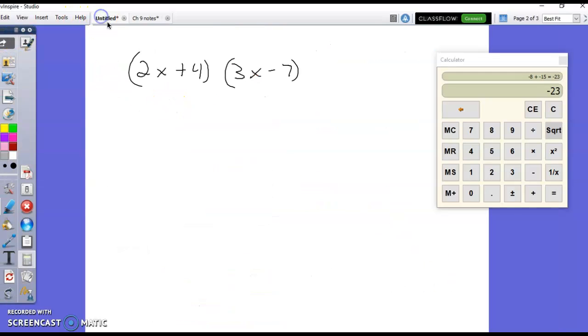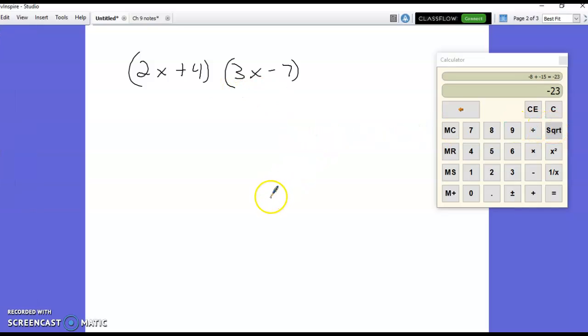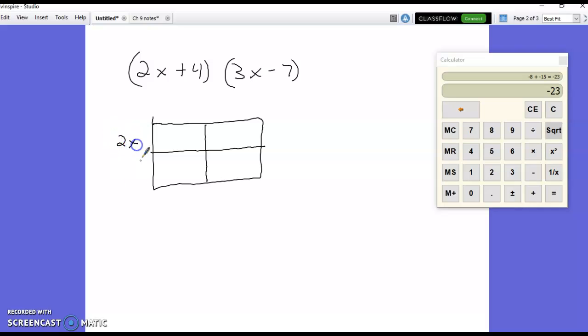All right, a couple other practice problems here. So go ahead and pause this, set this one up. We can set up our square. It's 2 by 2. So we have a 2x, a +4, 3x, -7. Fill in our squares. So we have a 6x squared. I have 12x. That would be -14x. And this would be a -28.